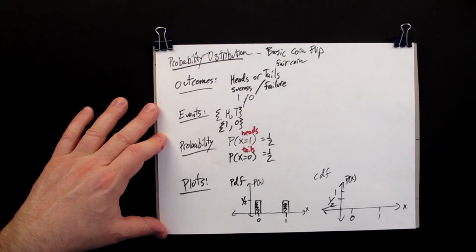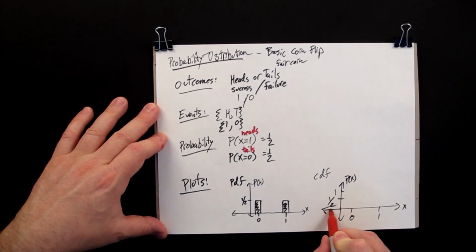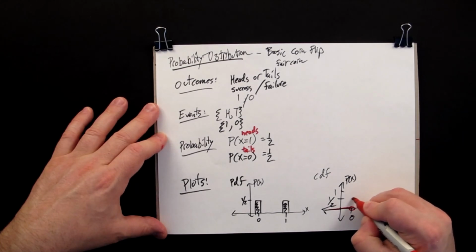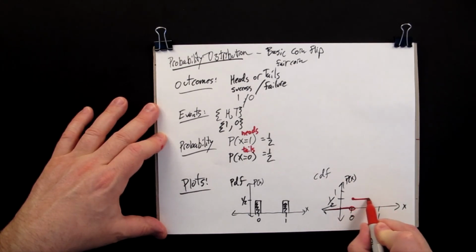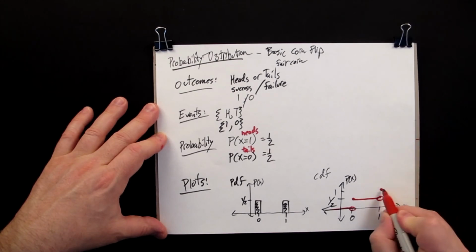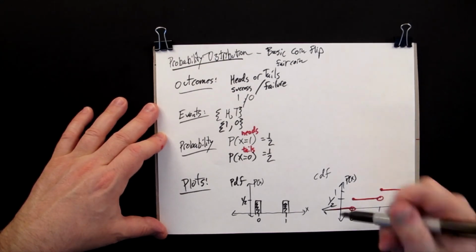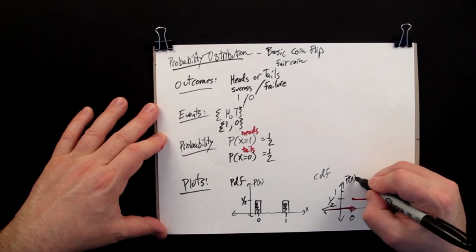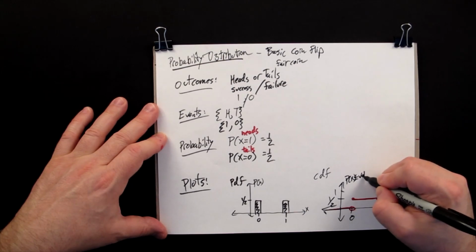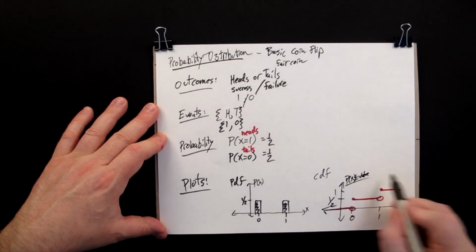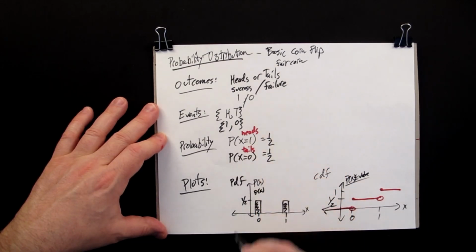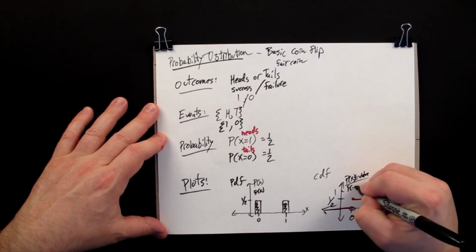And this time, as it comes along, it's going to be 0 until you get to 0, and then it will suddenly jump up to 1/2 and keep going at that level until you get to 1, and then it jumps up to 1 and keeps going. And that's because the CDF, remember, is graphing probability of x being less than or equal to some value. So this is graphing f of x, and this is graphing capital F of x.